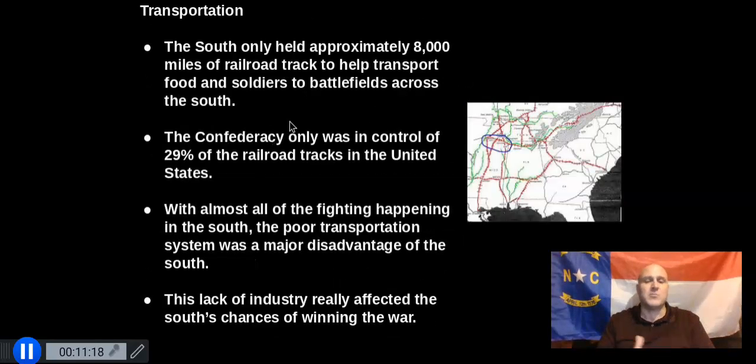Transportation. Out of the 30,000 miles of railroad track, 22,000 were in the North and 8,000 were in the South, which meant that if they had to get anywhere, they had to walk a lot of places. Remember what I said, a lot of these battles are taking place in the southeastern part of the United States where there are no train tracks. You have to walk. You have to pull these cannons to these places.